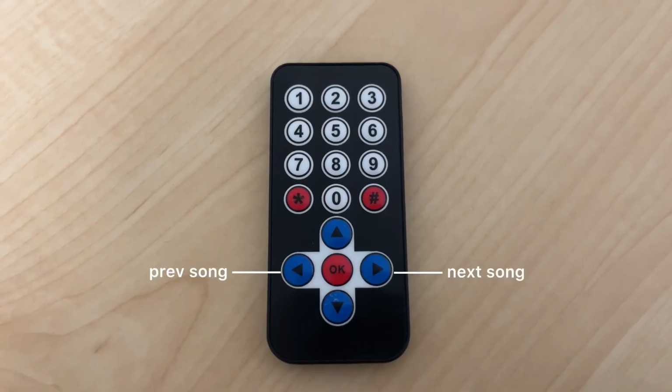Music is only one part of the experience. Now let's talk about music playback.